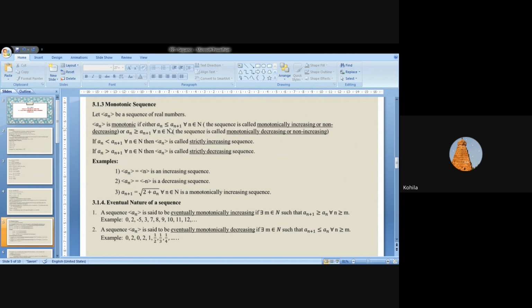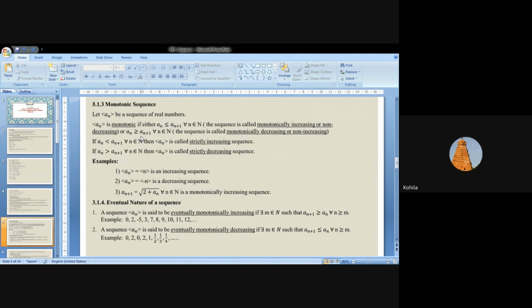That is, a_n less than or equal to a_{n+1}, which means the successive terms are greater than or equal to the predecessor, that is, the previous one. Such sequences are called monotonically increasing or non-decreasing sequences. You can expect a lot of questions in Section B from this sequence topic.